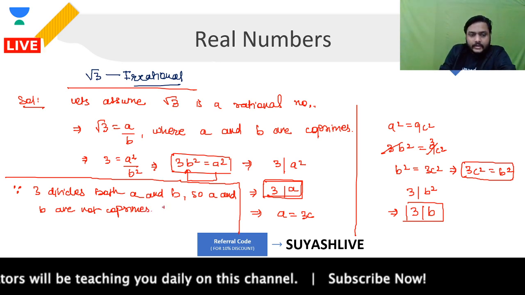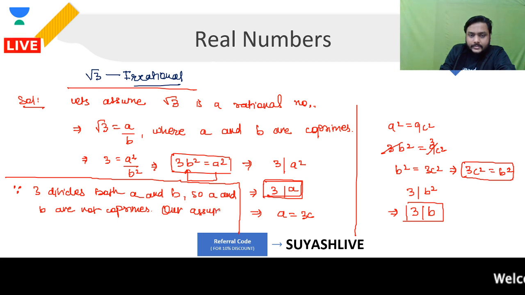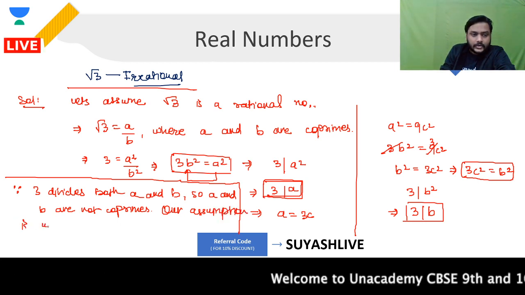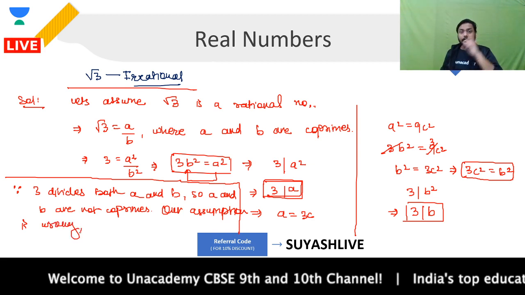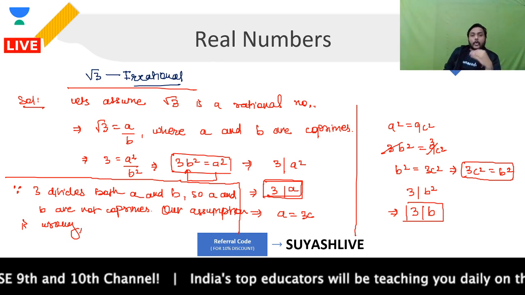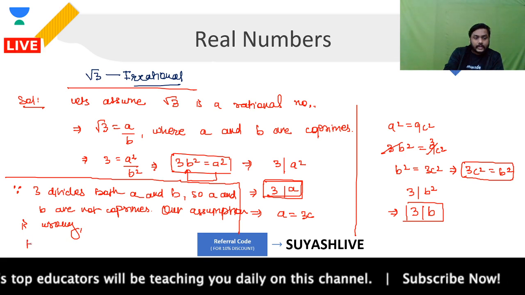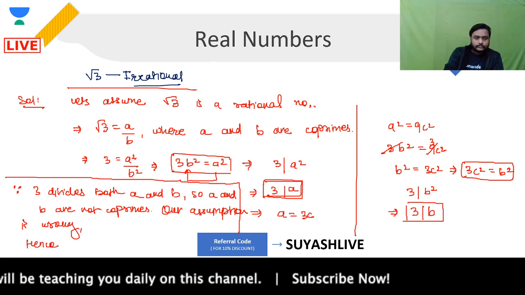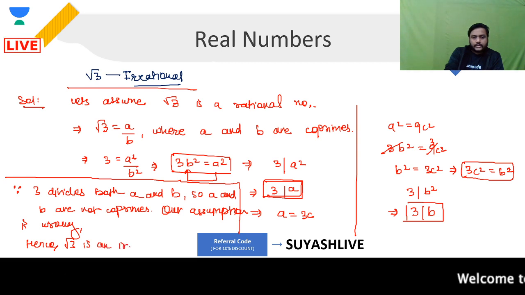You will say that our assumption was wrong. The assumption we made was wrong. This statement is very important to write at the end. Our assumption is wrong, and because our assumption is wrong, the thing that we assumed, that they are co-primes and root 3 is a rational number, was wrong, and hence you will say, hence root 3 is an irrational number.